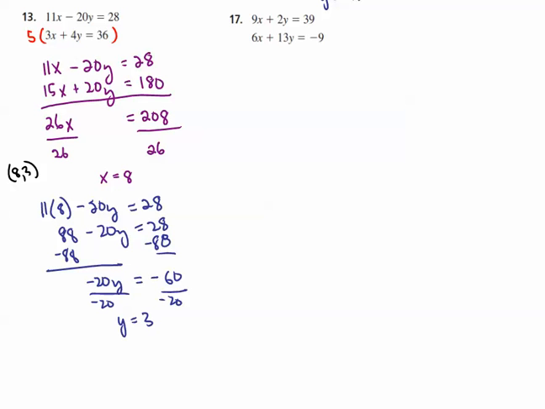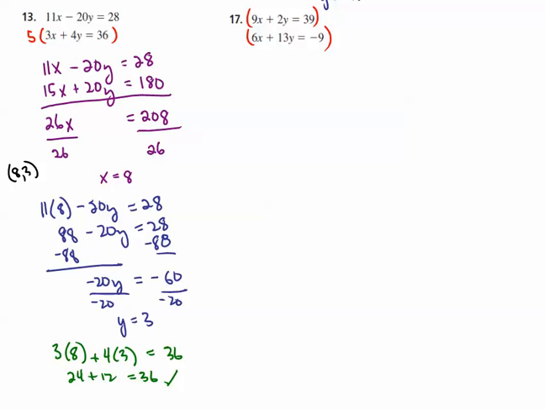I'm going to plug them both into the second equation. 3 times 8 plus 4 times 3, and see if that equals 36. We have 24 plus 12, which is 36, and so it does check. Next system of equations. I can simply multiply the top by, nope, I can't. I'm going to have to multiply both equations.